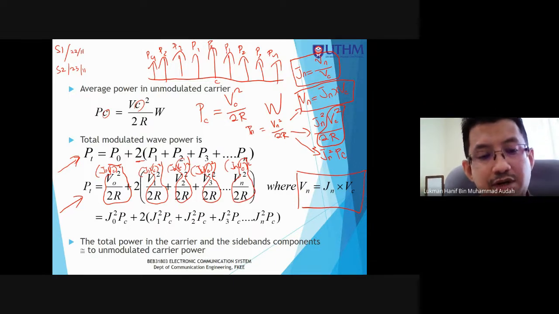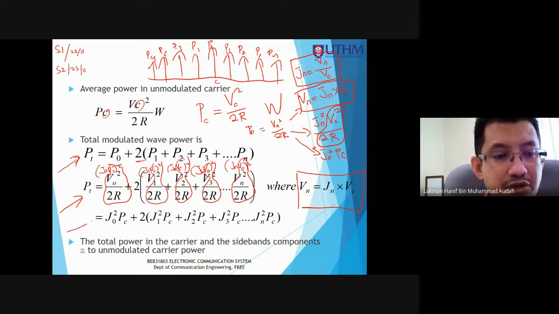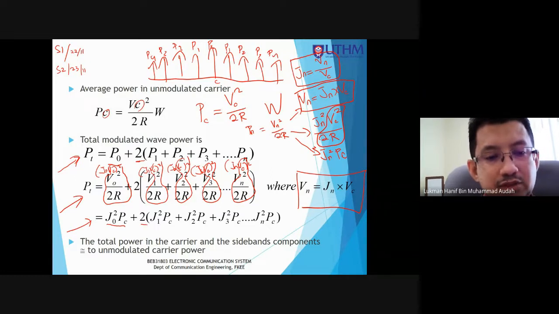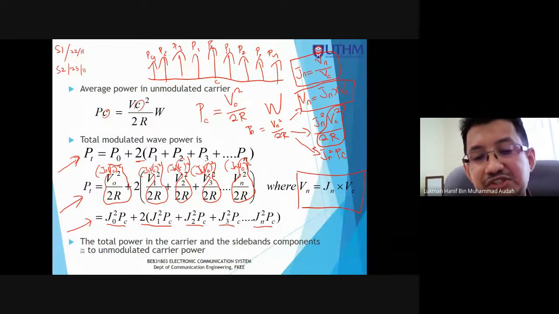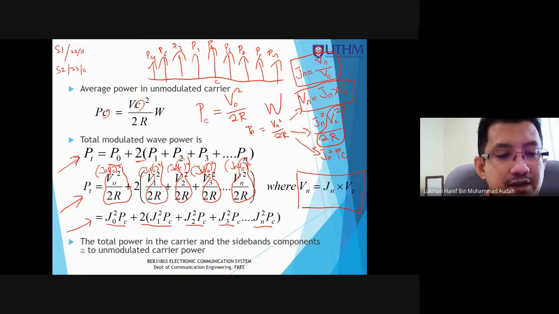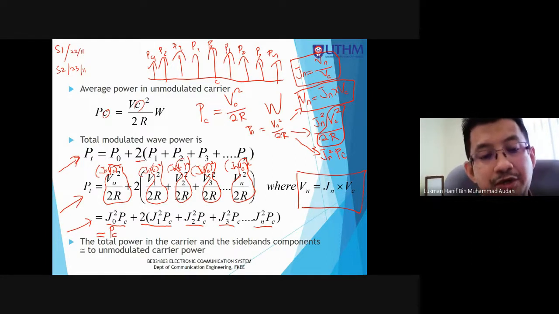So Vc square over 2R is PC. Okay, so that's why they rearrange the equations. It becomes J0 square PC plus 2 times J1 square PC, J2 square PC, J3 square PC until Jn square PC. So where does the PC come from? PC comes from Vc square over 2R. Okay. So if you see from this equation at the end, theoretically you will get equal to PC. Secara teorinya kamu akan dapat bersamaan dengan PC.